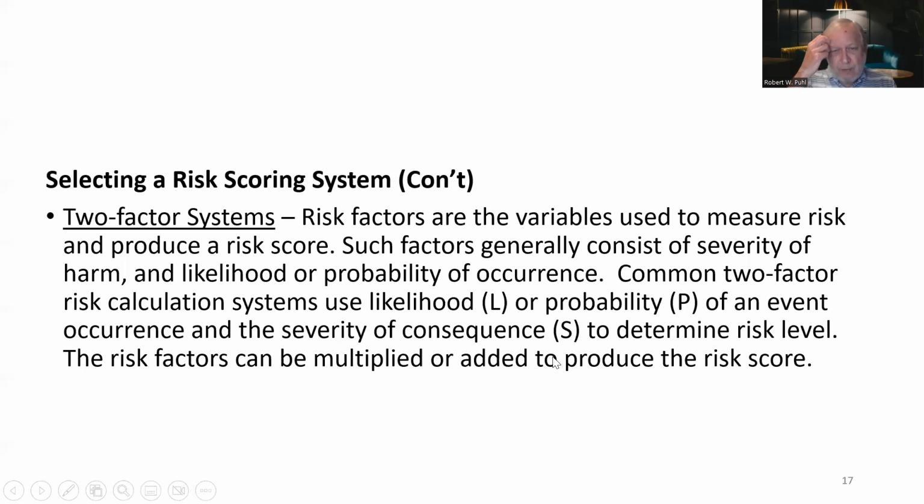Two-factor system. Risk factors are the variables used to measure a risk and produce a risk score. Such factors generally consist of severity of harm and likelihood or probability of occurrence. Common two-factor risk calculation systems use likelihood or probability of an event occurrence and the severity of consequences to determine risk level. The risk factors can be multiplied or added to produce a risk score. All right, this is nothing new. This is basically the two axes of your risk matrix. Nothing new here.